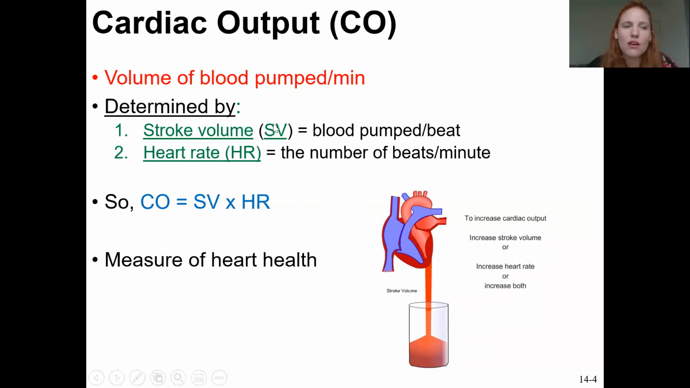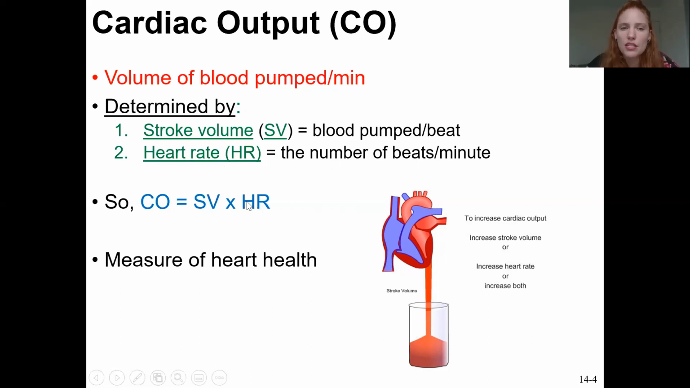Okay, and it's going to be determined by two different factors. The first is stroke volume, and the unit for stroke volume is going to be milliliters per beat. So the amount of blood that came out for every beat or contraction. So every time the heart beats or contracts, how much blood comes out in one single beat. And then the second factor that's going to affect it is heart rate. And heart rate is the beats per minute, so the number of contractions per minute.